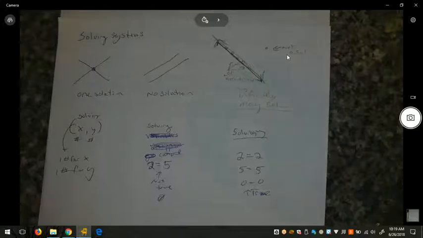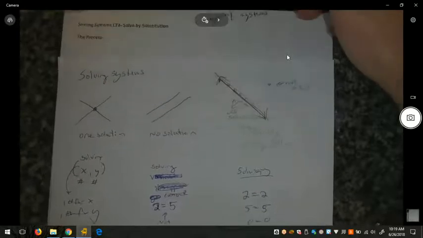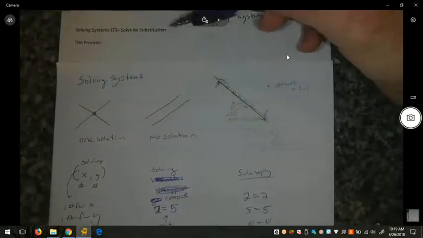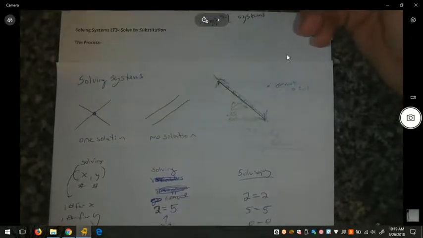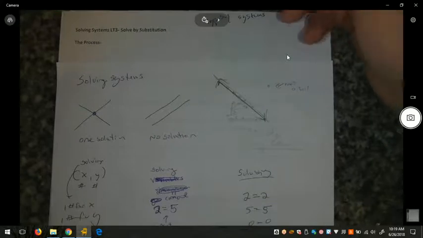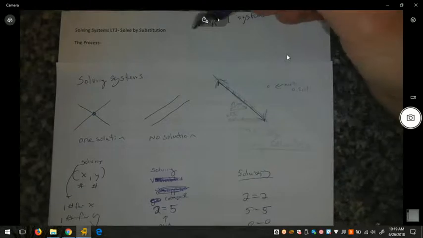So if you recall, this video is going to review solving by substitution. It will change a little bit. Some of it will be very similar to what you did in middle school. Some of it will be just a slight change to what you did in middle school. Solving systems is the learning target.